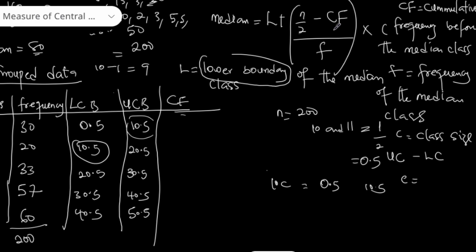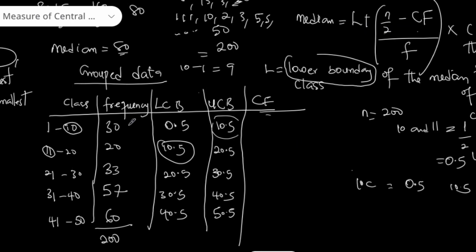Now, the word cumulative, what does it mean? Cumulative means the successive addition of the frequency. So if I'm going to get the cumulative frequency of this data now, the first frequency is 30. Before 30, there is nothing. So 0 plus 30 is 30. The next cumulative frequency will be 30 plus 20, that is 50. So the cumulative frequency for class 11 to 20 is 50. The cumulative frequency for class 21 to 30 is adding the successive frequency up to this. That is 50 plus 33, that is 83. The next one is plus 57, that is 140. The next one is plus 60, which is 200.